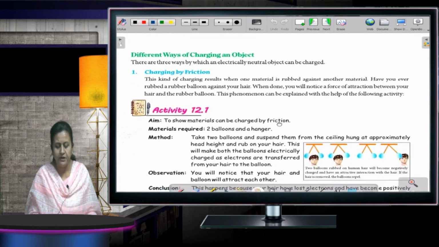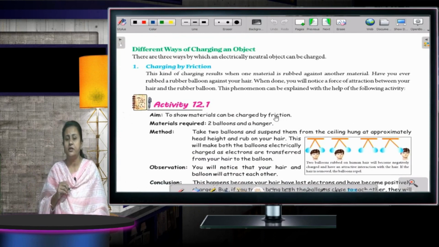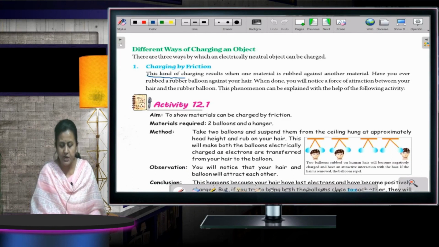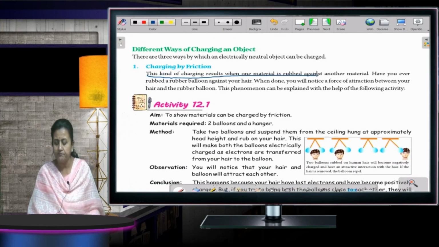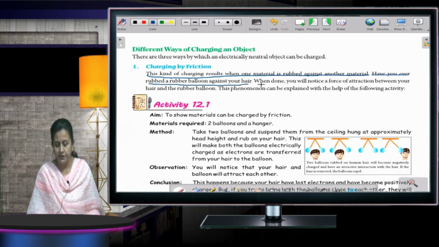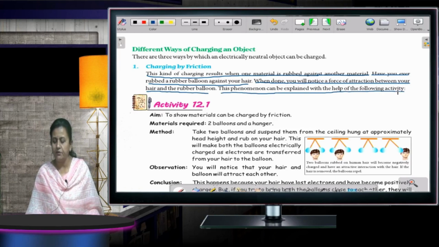There are different ways of charging an object. There are three different ways. First is charging by friction. This kind of charging results when a material is rubbed against another material. Have you ever rubbed a rubber ball against your hair? When done, you will notice a force of attraction between your hair and the rubber ball. This phenomenon can be explained with the help of the following activities.